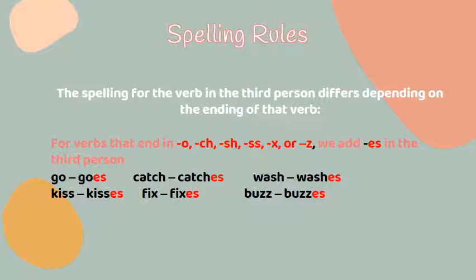So when the verb ends in one of these letters or blends, we add es to the verb. We add es to the verb just in case I have a singular subject. Example: go, goes; kiss, kisses; catch, catches; fix, fixes; wash, washes; buzz, buzzes. Okay? So whenever the verbs end with o, sh, ch, ss, x, or z, we have to add es to the verb if the subject is singular.